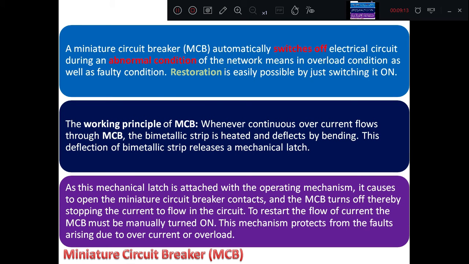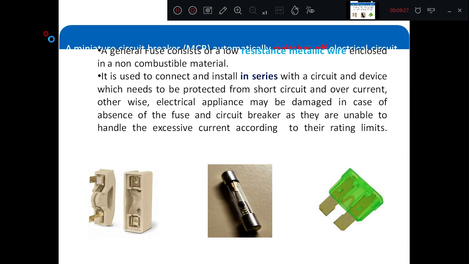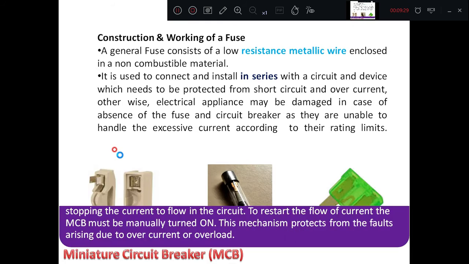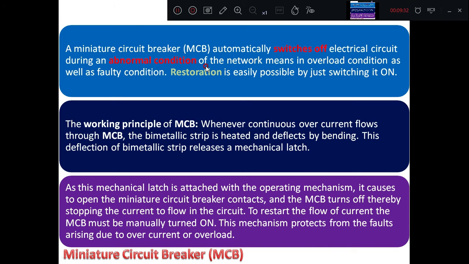The second protective device we are looking at here is the miniature circuit breaker. The function of the circuit breaker and the fuse is the same, that is, breaking the circuit in the event of an abnormal condition. A miniature circuit breaker automatically switches off the electrical circuit during an abnormal condition of the network, meaning in overload conditions as well as faulty conditions, it disconnects the circuit.